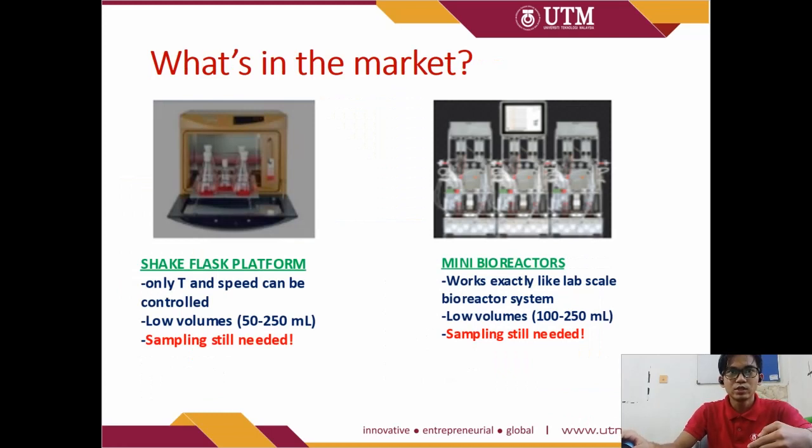Okay, we talk about what's currently available in the market. There are two types of bioreactor. The first one is shake flask platform, and the second one is mini bioreactor, which is a scaled down bench scale bioreactor. Both have low working volume, but there are also flaws in them where the sampling is done manually.